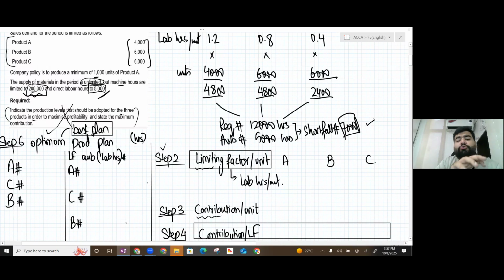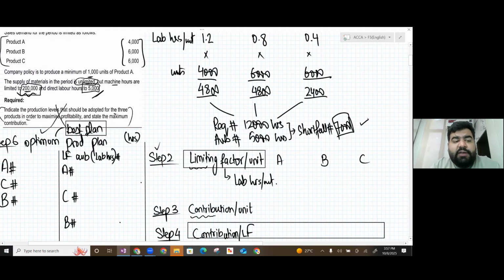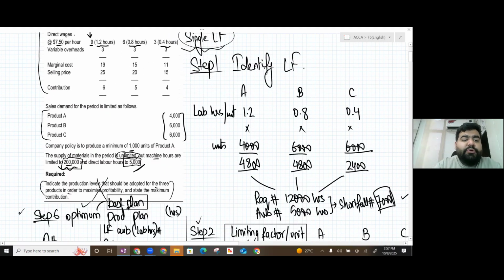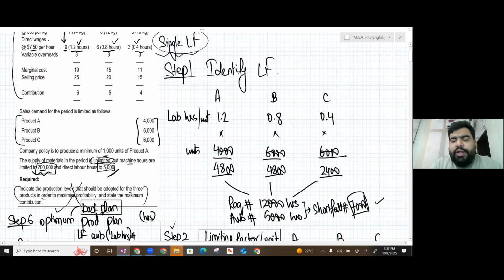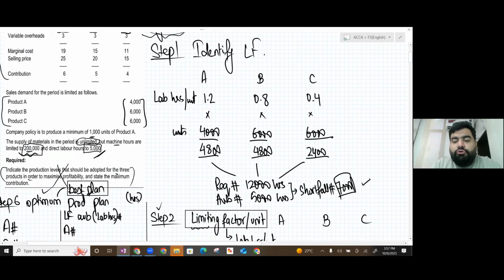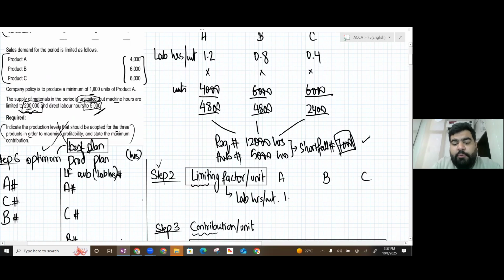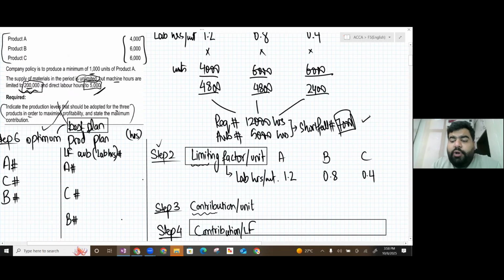Simply just take from the question right here. We know that labor hours per unit we already have seen: 1.2, 0.8, and 0.4. You can also take from step one as well. Just right here 1.2, 0.8, and 0.4. Step 2 is done. No calculation in step 2. Just take from the question, write the value. Labor hours per unit you have written.